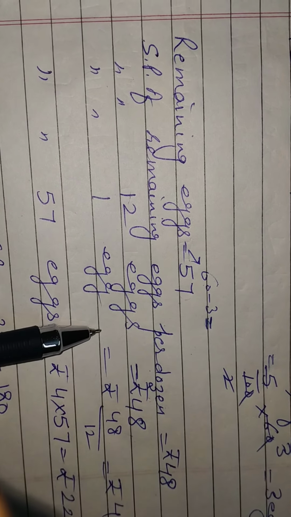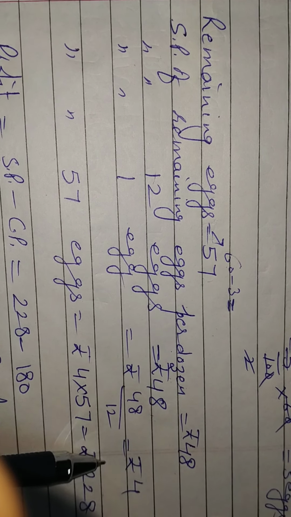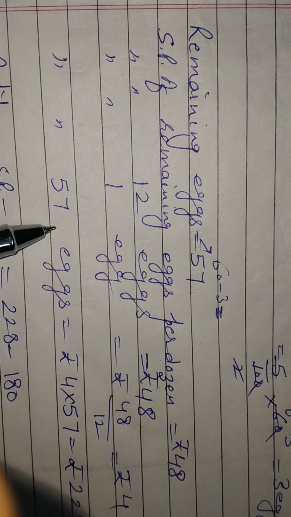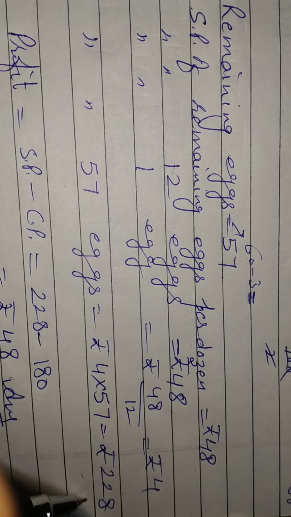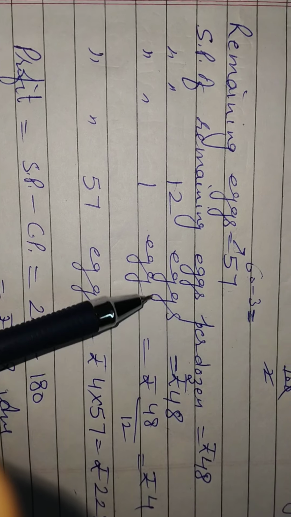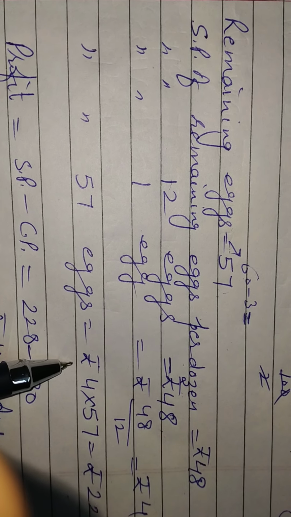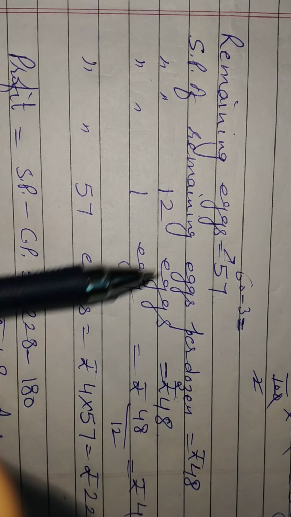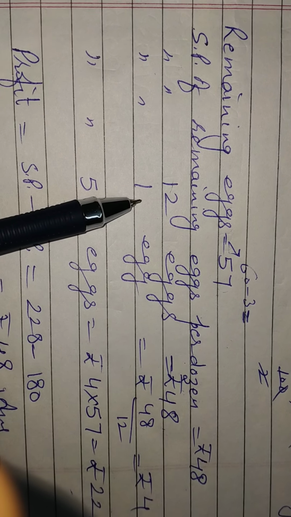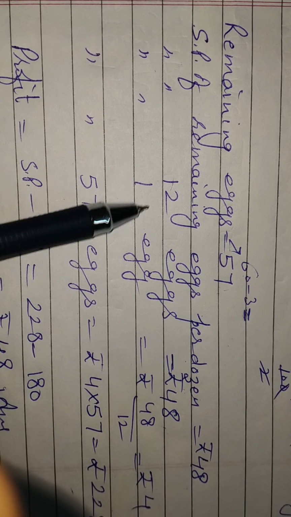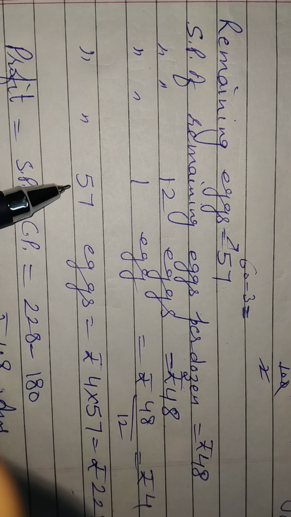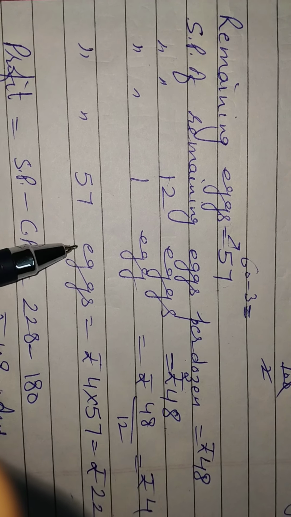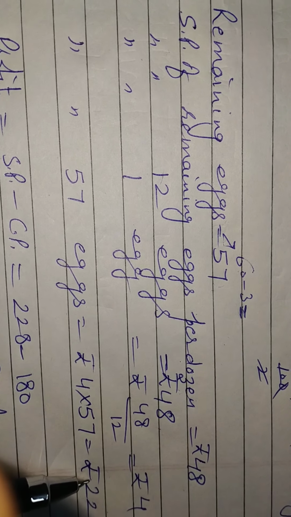We can find the selling price of one egg by this. Then the selling price of 57 eggs we can find by multiplying. This is the unitary method. You already did this method in 6th class. Whenever we want to find the value of one thing, we will divide. Whenever we want to find the value of more than one thing, many things, we will multiply.